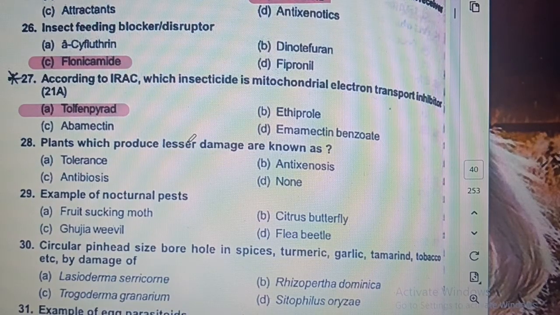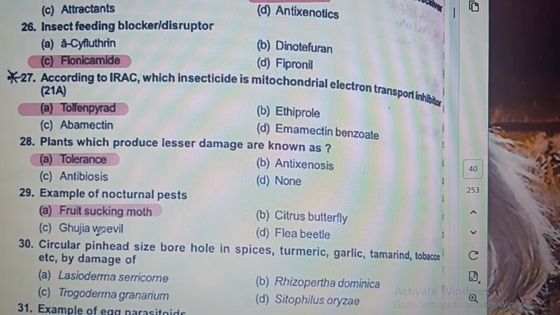Extracted from a microbial fermentation product. Next: plants which suffer lesser damage are known as tolerant. Example of a nocturnal pest is the fruit sucking moth. Then Khapra beetle is a pest of field and store, and it is a pest of wheat. Likewise, citrus butterfly in citrus and flea beetle in grasses and different families.